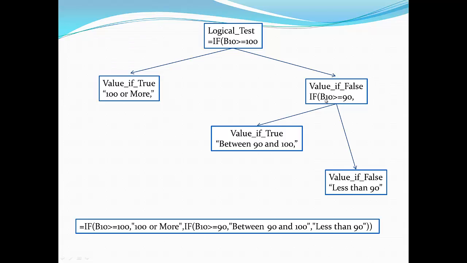So if B10 is indeed greater than or equal to 90, we're going to have it display between 90 and 100. If it's not, if it's false, we're going to have it display less than 90 in the cell. So this is what the function is going to end up looking like once you've got it completely entered into the spreadsheet.